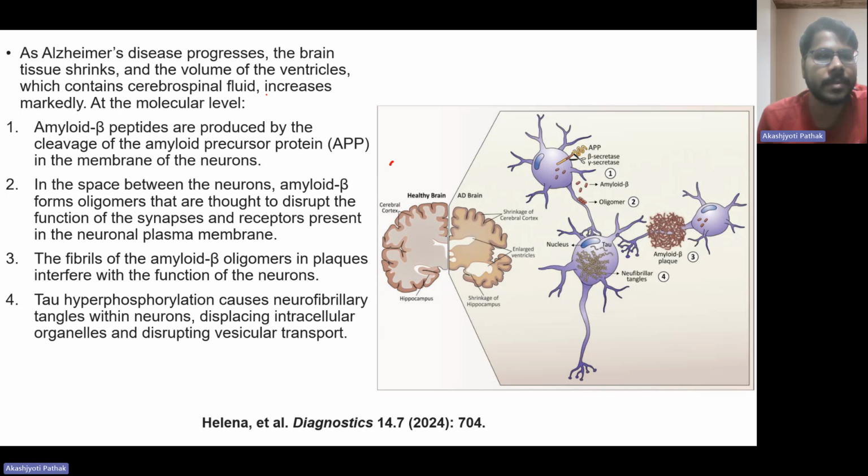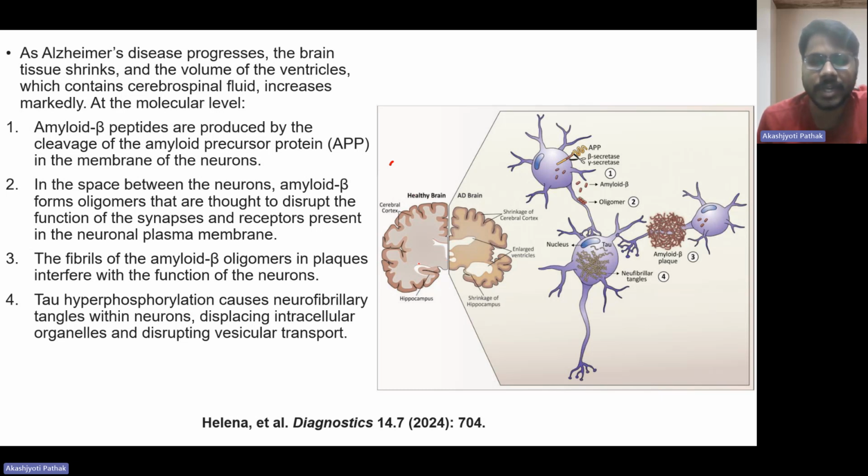What happens is, as the disease progresses, the brain tissue shrinks. This is a healthy brain. You can see in this figure the image of a healthy brain, and as the disease progresses, the size of the brain shrinks. This is the Alzheimer's disease brain. The volume of the brain decreases, while the volume of the ventricles increases. Ventricles are basically the spaces present in the brain which remain filled with the cerebrospinal fluid.